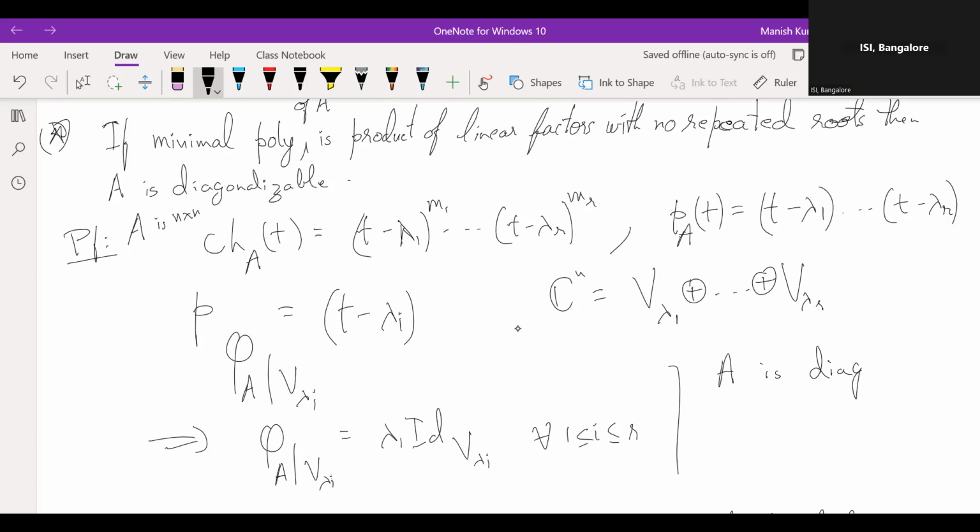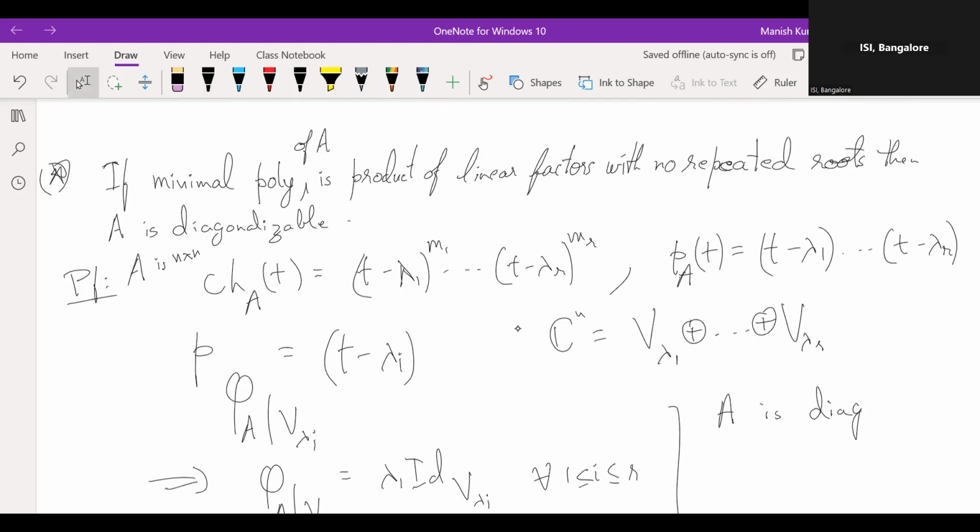So it's a bunch of lambda 1s, then a bunch of lambda 2s, and so on. Is this okay? Or in other words, V lambda 1 is the lambda 1 eigenspace, not just the generalized eigenspace. So there are no eigenvectors of exponent 2. Everything has exponent 1. And so you can find a basis of eigenvectors, for instance. Is this okay, everyone?